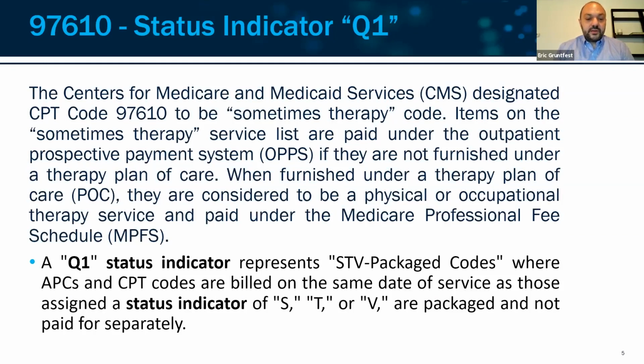So in short, the Q1 status indicator for this code means that it should be billed separately by itself with no modifiers or any other codes. When it is billed on the same date of service with any other code that is a separately payable code with a status indicator of ST or V, the 97610 procedure is packaged and not paid separately.